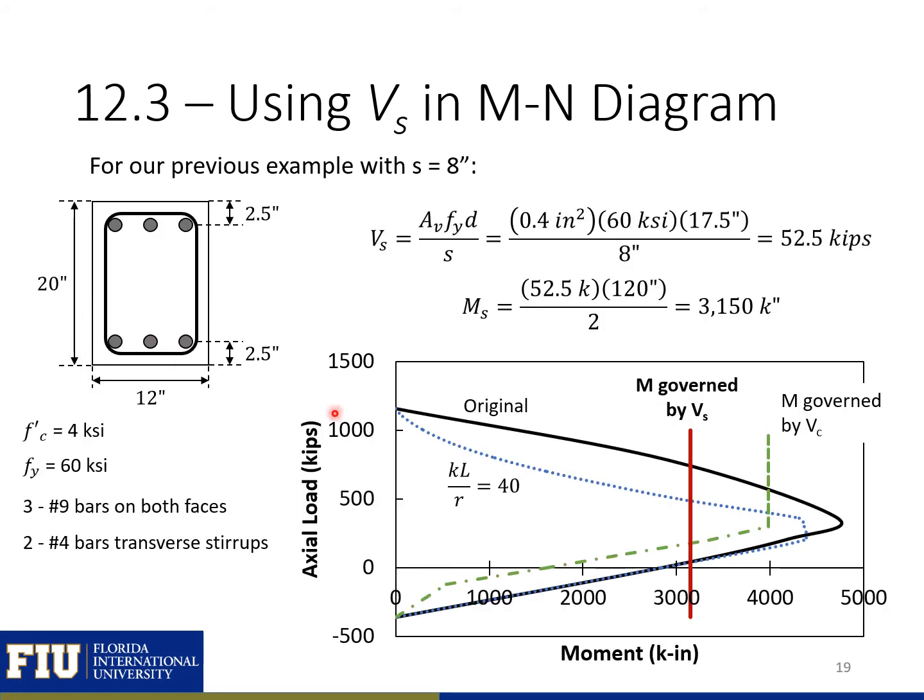We can then add this moment governed by our V sub S plot to our moment axial force interaction diagram. So you can see the red line here is our moment governed by our V sub S component, and you can see the green dotted line is the one that we looked at previously, our moment governed by our V sub C component. So any point inside this red line means that V sub S will not control the failure of this column.